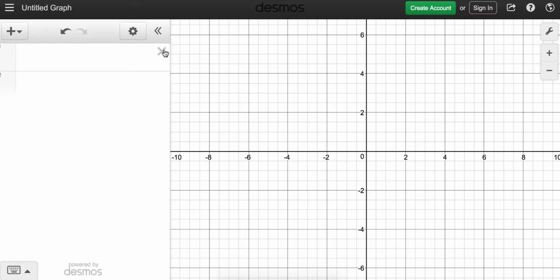Hello everyone. So here we can explore the idea of a limit. So what is a limit? Well, suppose we have a function like this. Suppose we have a function of x over 3 plus 1.